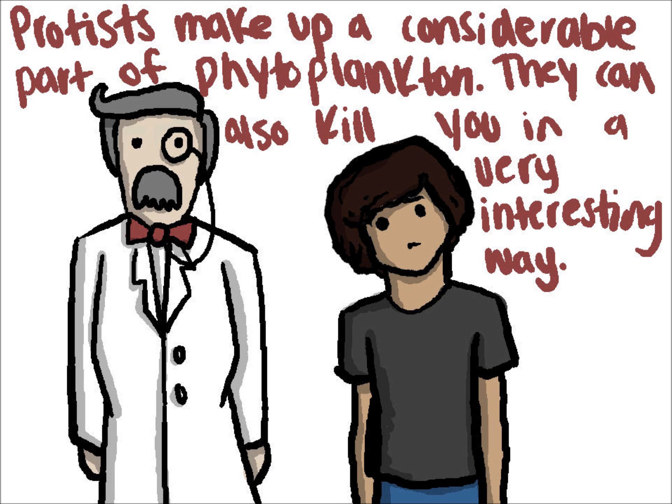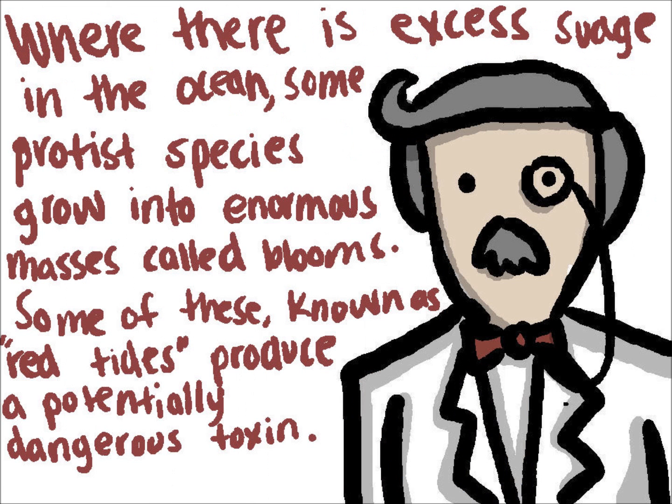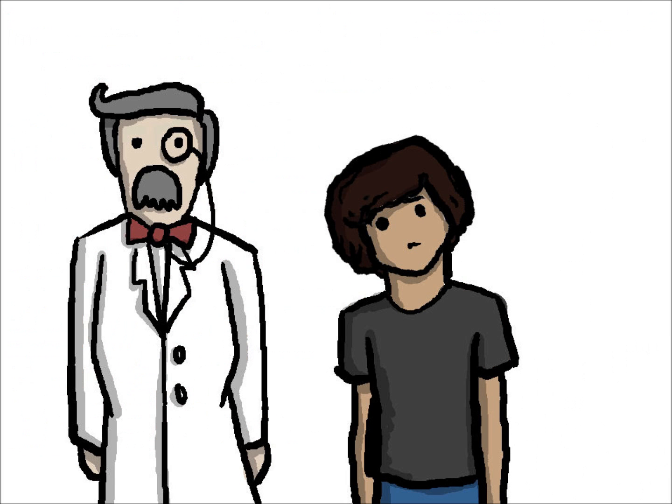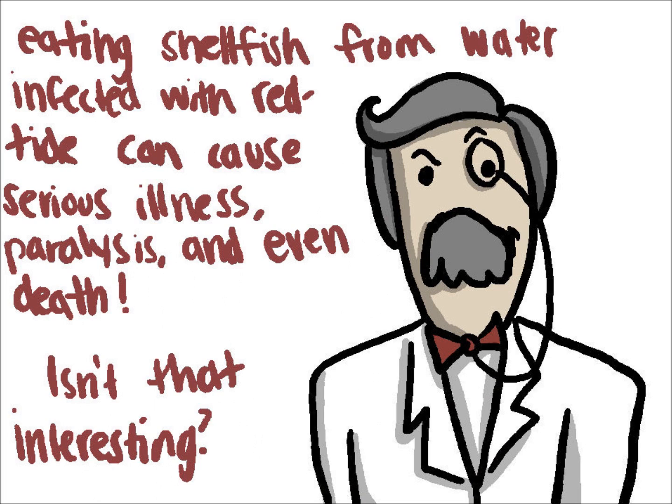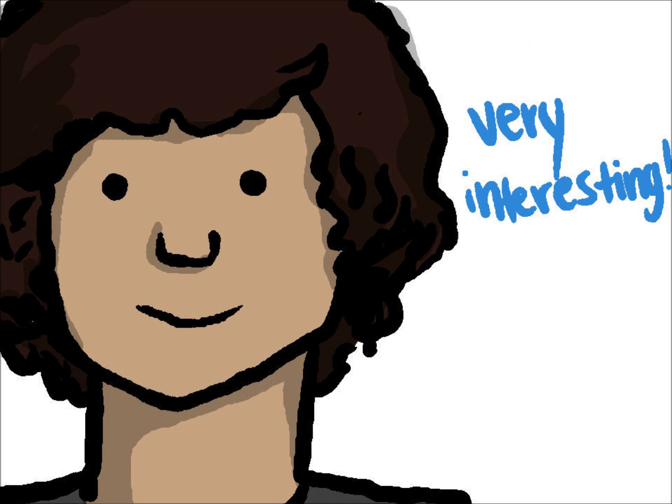They can also kill you in a very interesting way. Where there is excess sewage in the ocean, some protist species grow into enormous masses called blooms. Some of these, known as red tides, produce potentially dangerous toxins. Eating shellfish from water infected with red tide can cause serious illness, paralysis, and even death. Isn't that interesting? Very interesting.